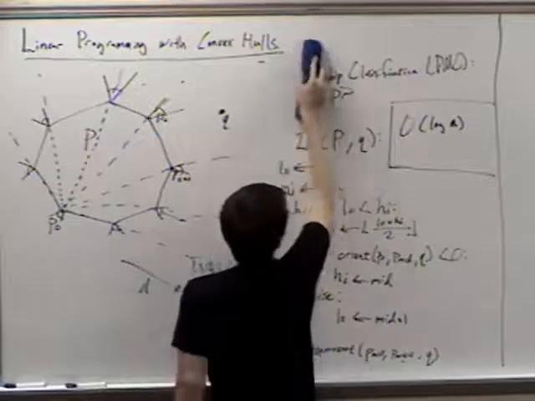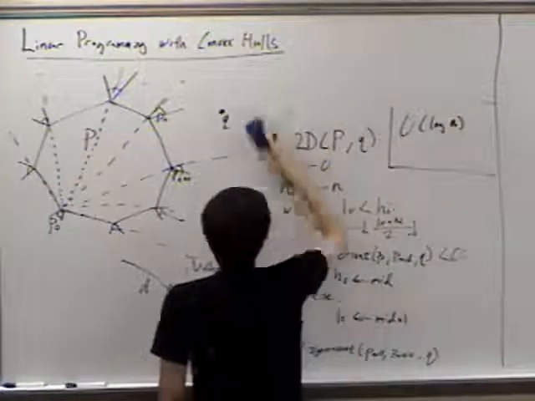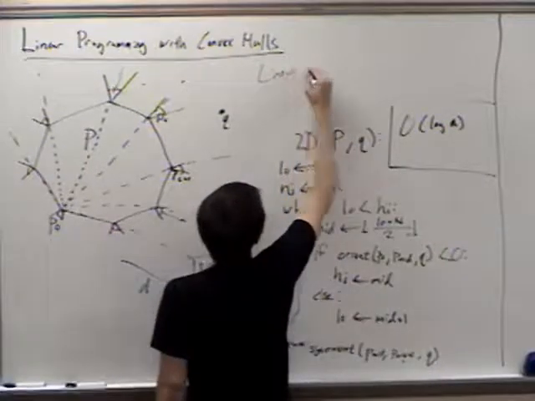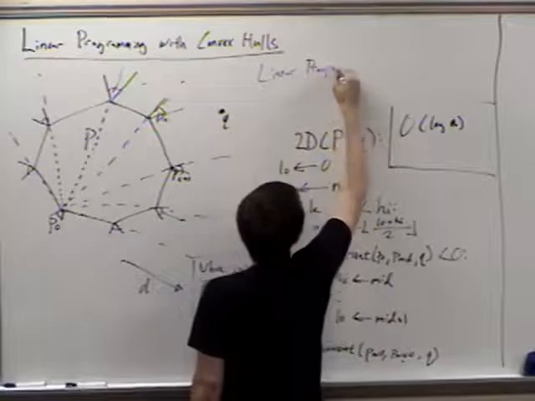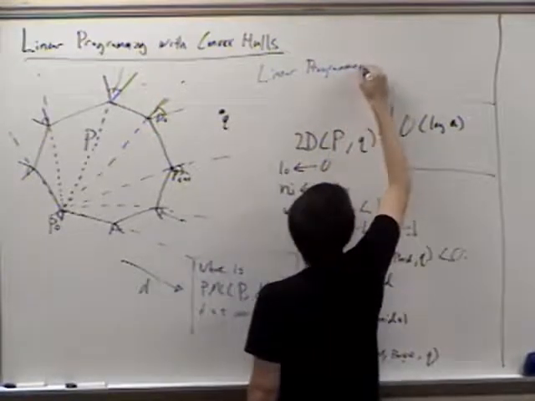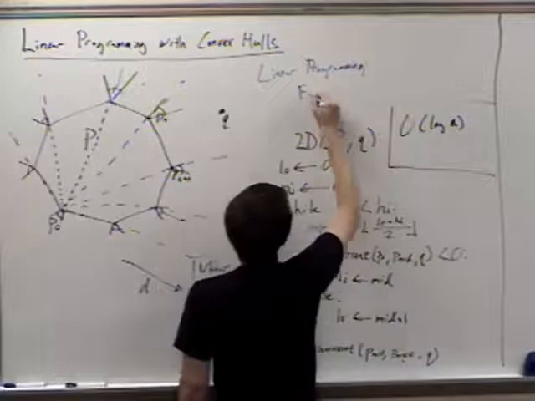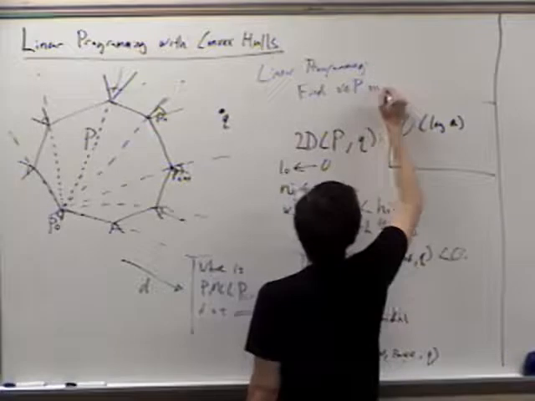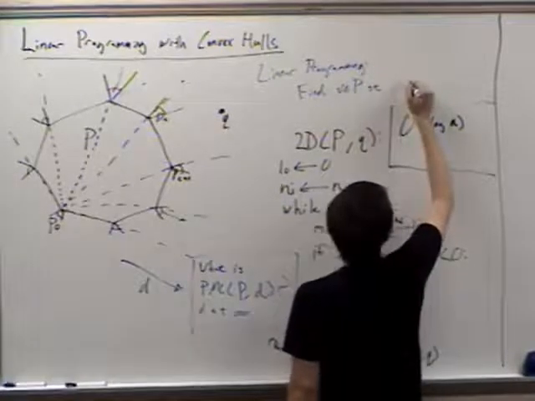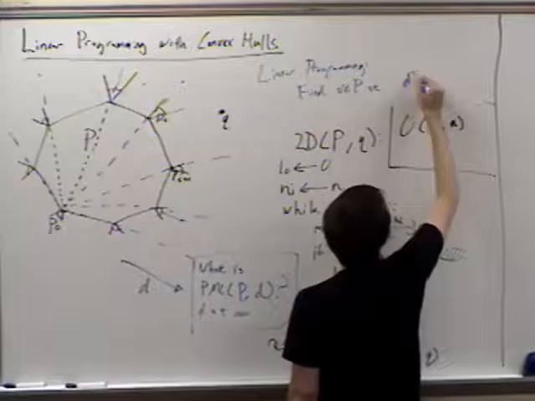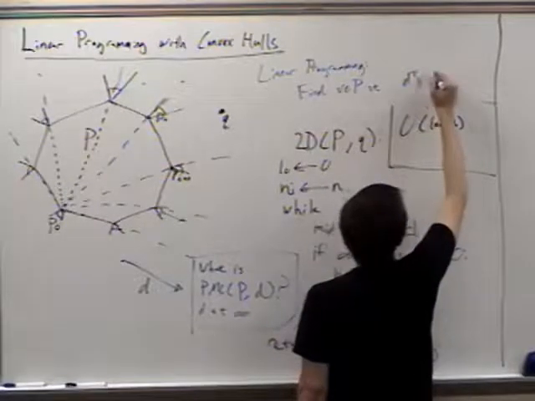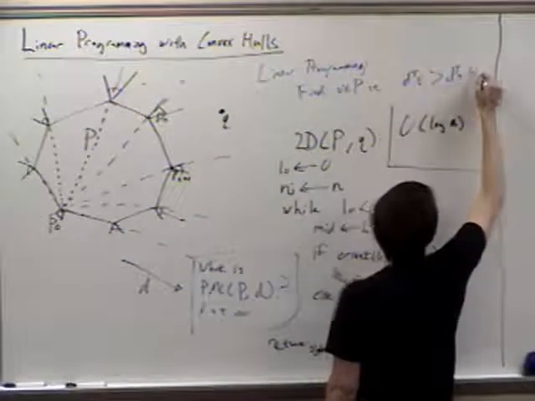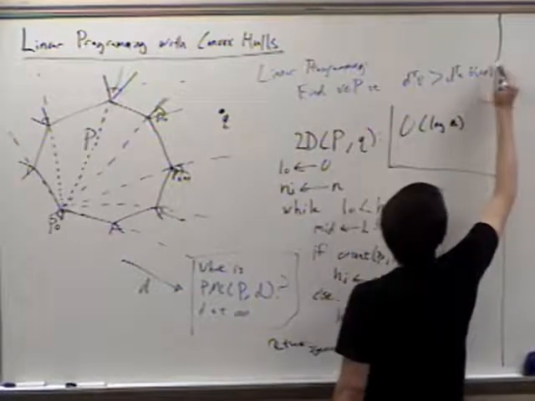So here's linear programming. It'll just be: find the vertex V in P such that, we'll write this, I used D there, D transpose V is going to be greater than D transpose U for all other U in P.